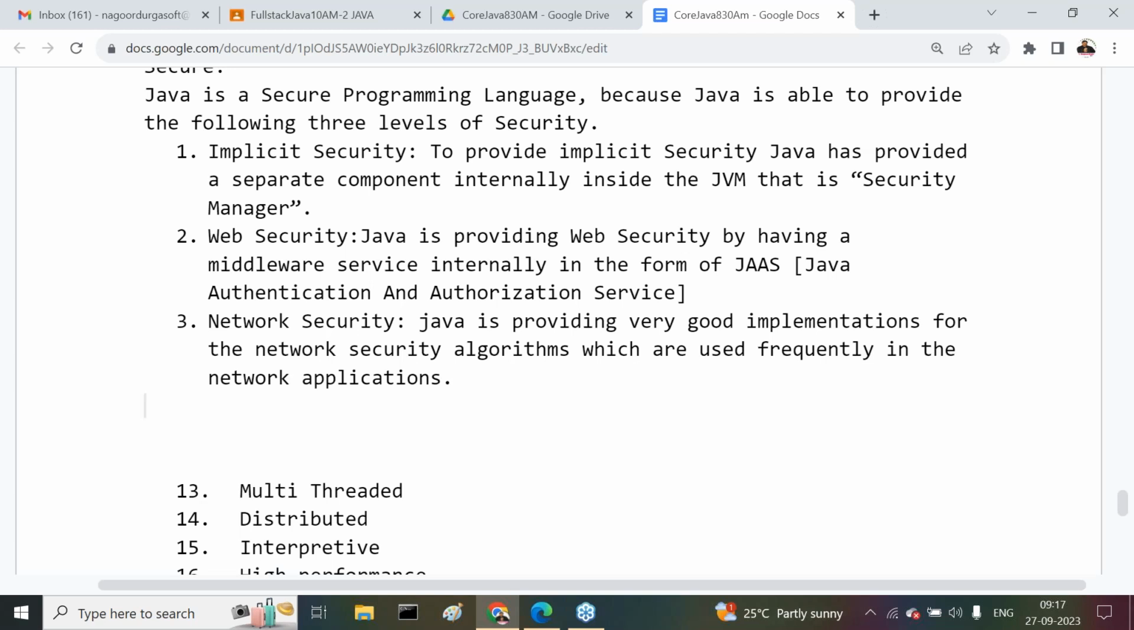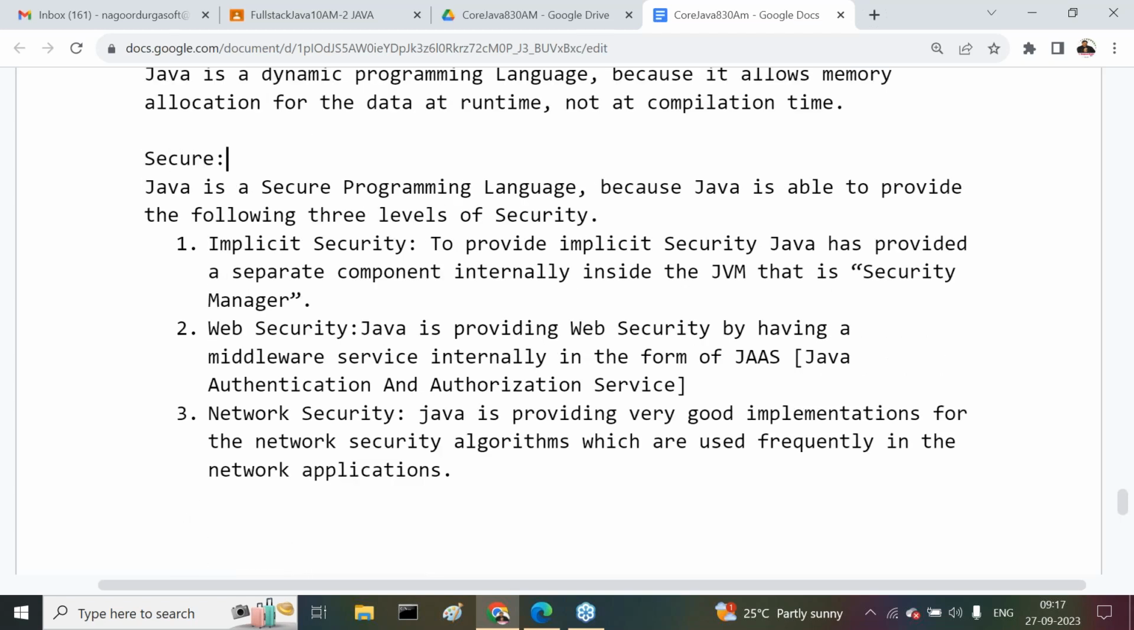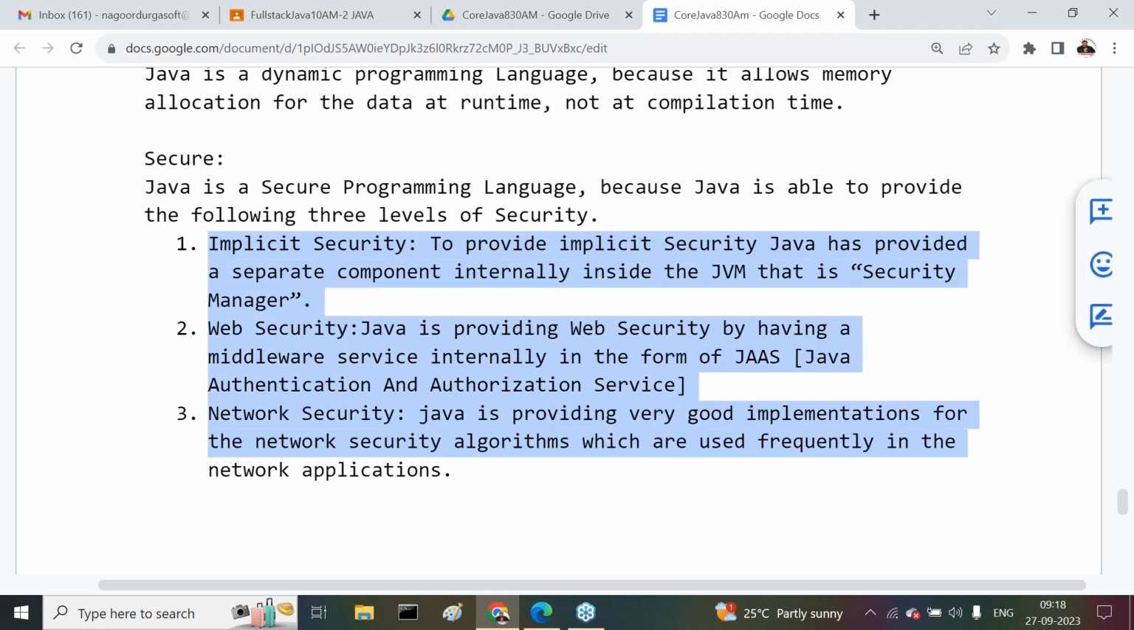a secure programming language. Come again, guys, what are the points I discussed with you about security? Java is a secure programming language. Why? Because Java is able to provide the following three levels of security. The first one is implicit security. The second one is web security. The third one is network security. To provide implicit security, Java has provided a separate component internally inside the JVM, that is the security manager.